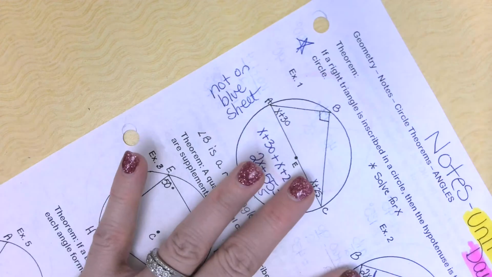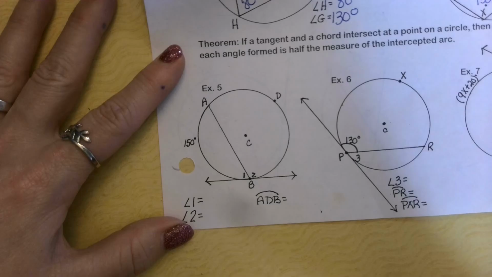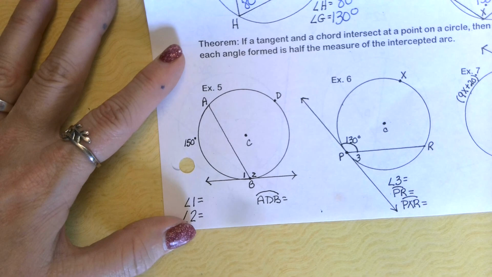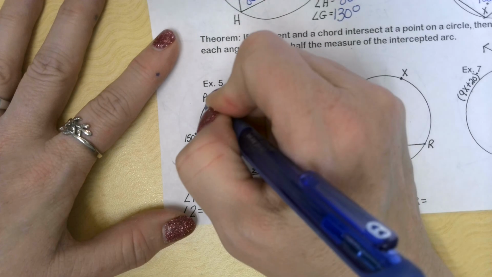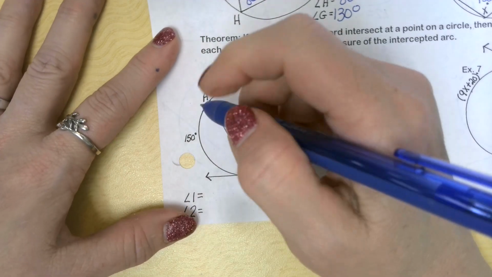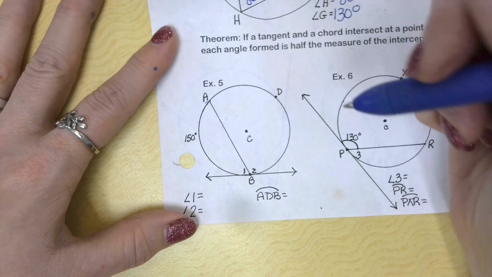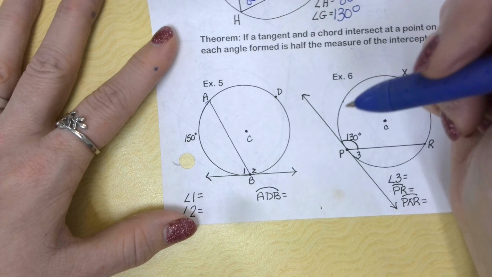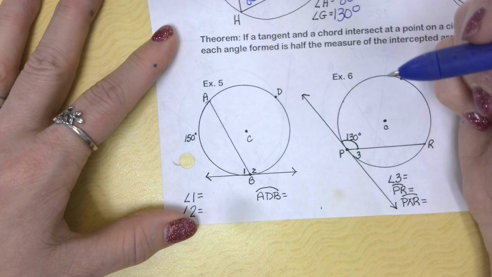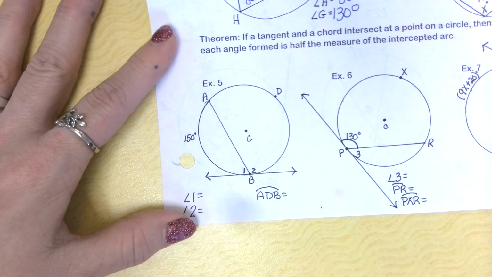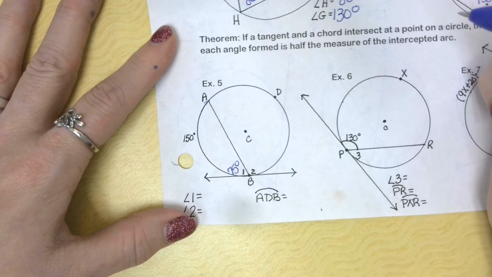Okay. These are not on the blue sheet. So we have this arc is 150. Remember what I said: the angle is half of the arc. If this is 150, then that means angle 1 has to be 75. The angle is half the arc.